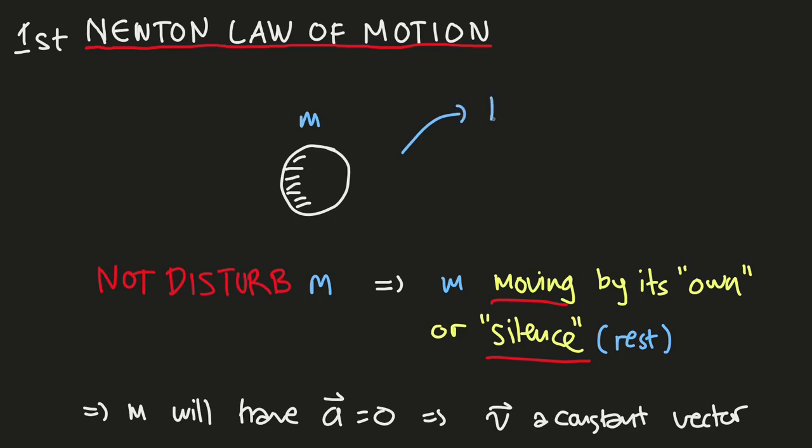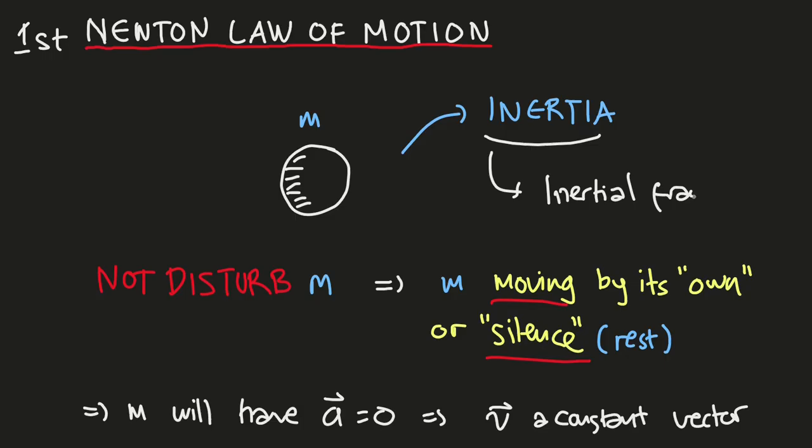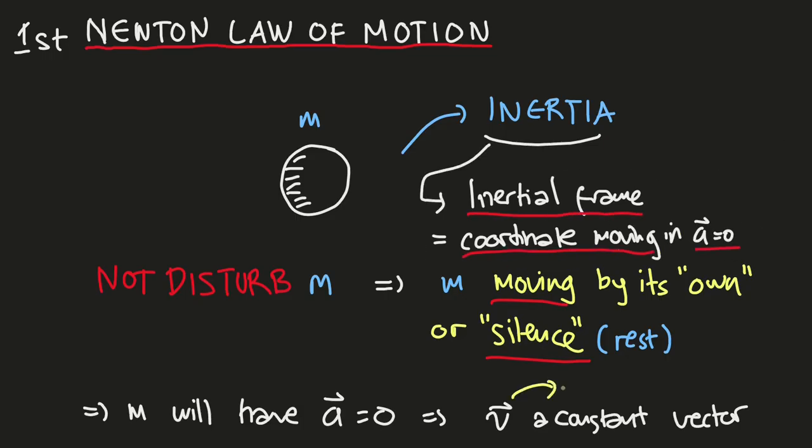By this condition, we get a concept of inertia. In the future, if I say inertial frame, it means that we work in a coordinate system moving with acceleration equal to the 0 vector, or simply that the coordinate system is moving but at constant velocity, maybe 0 or maybe some constant value.